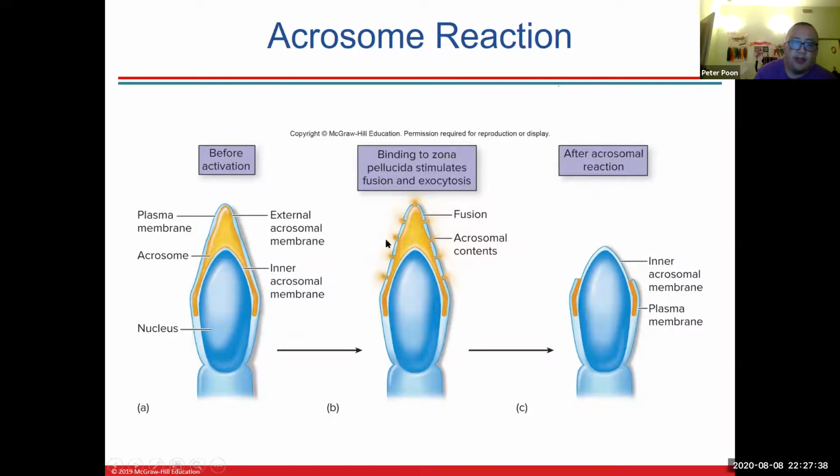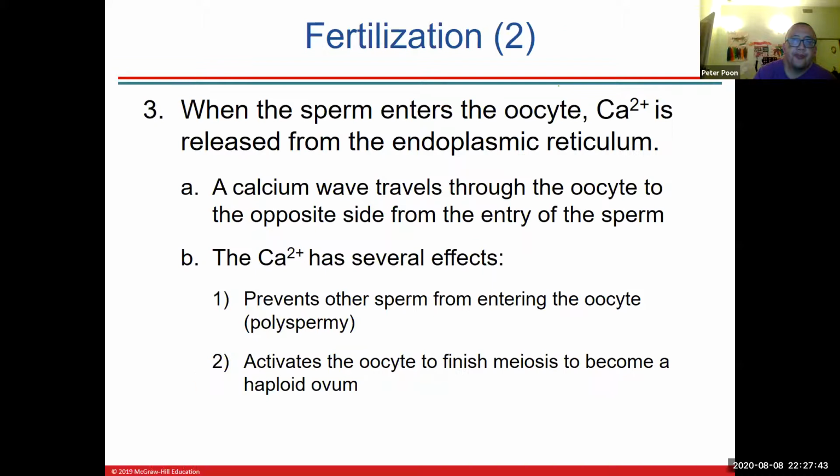Activation allows these enzymes to leak, and that way they can start chewing through. After the sperm enters the oocyte, you have a massive calcium release from the endoplasmic reticulum. That calcium wave travels through the oocyte and pops all the other sperm off. That is called the fast block to polyspermy.